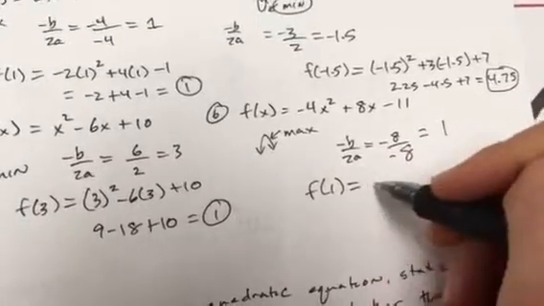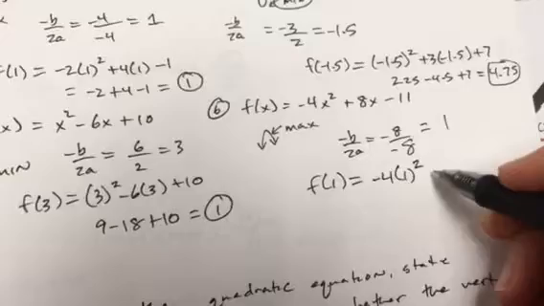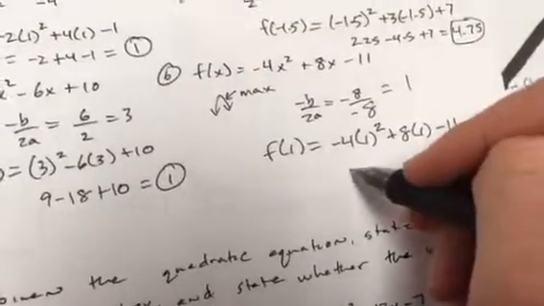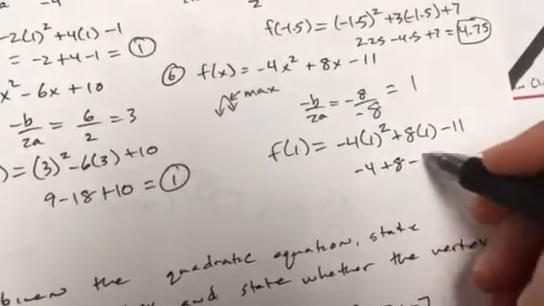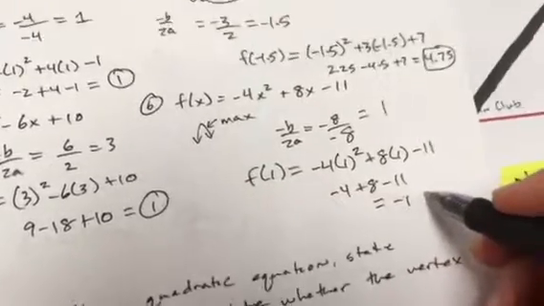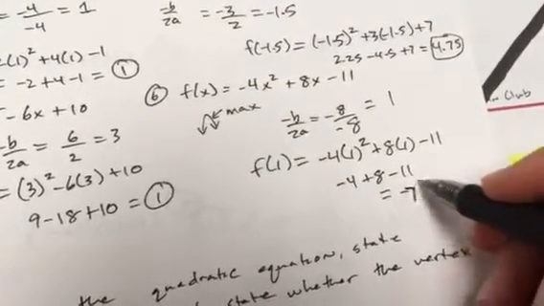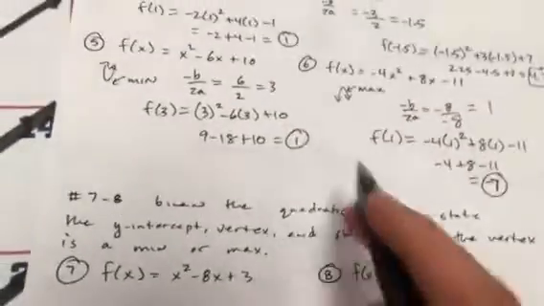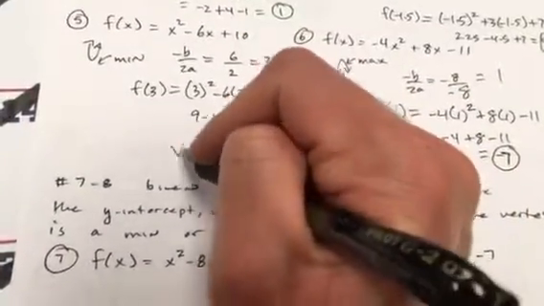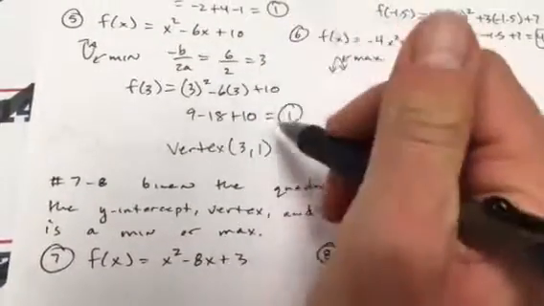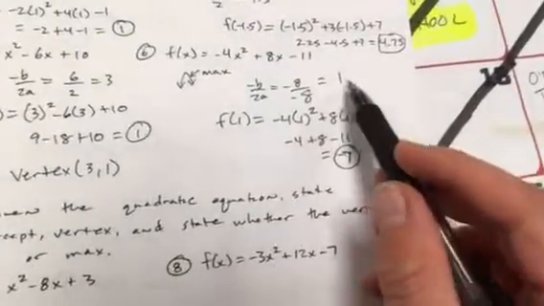So I'm going to plug 1 in for x. Be careful, you're going to square x, then multiply it by negative 4. So this is going to be a negative 4 plus 8 minus 11. That is a, how about negative 7? The only thing we're adding in differently on 7 and 8 is this whole thing about the y-intercept. Guys, we have technically found the vertex. Like the vertex on 5 is 3, 1. The vertex here would be 1, negative 7.